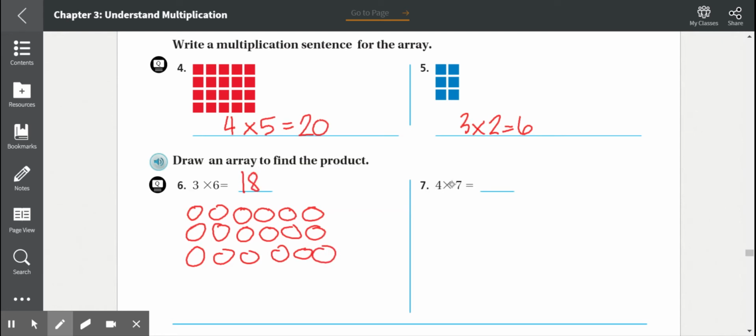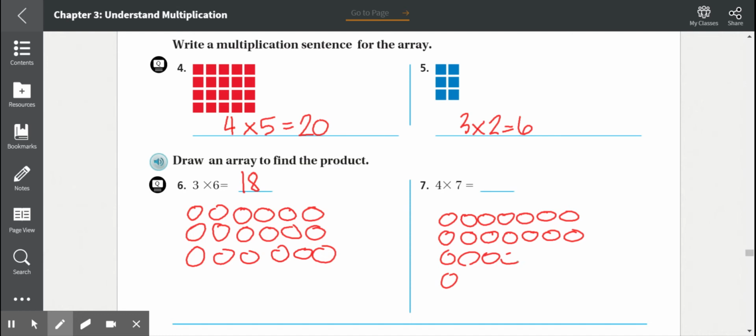And this next one, 4 times 7. 1, 2, 3, 4 rows, and 7 in each row: 1, 2, 3, 4, 5, 6, 7. And you should have gotten, after counting them all, 28. Okay.